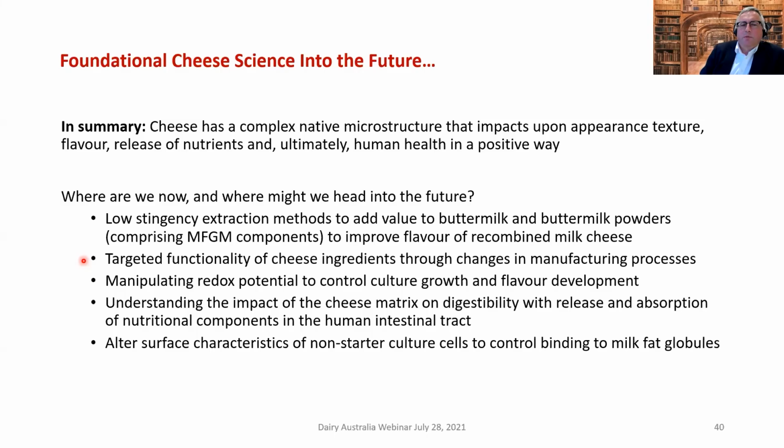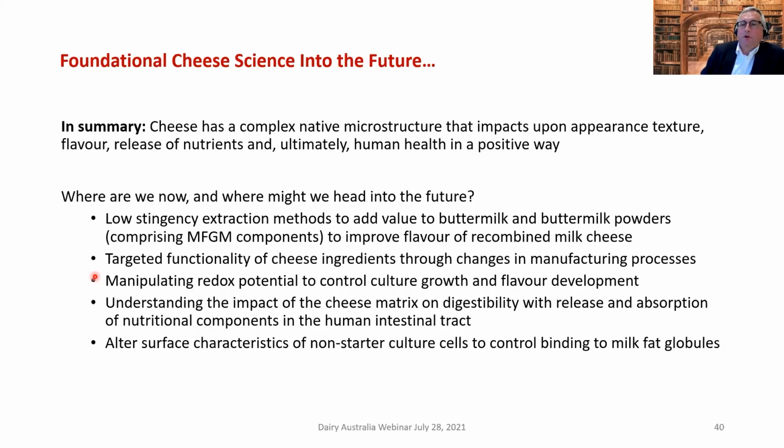But what about health functionality? What about nutritional functionality? How can we change manufacturing processes? Really interesting one is some work done by a colleague of mine. It was done 50 years ago in Ohio in the US, but it's been picked up more recently by some Irish researchers, looking at manipulating redox potential. That's basically the state of oxidation in the cheese matrix. And different cultures grow better or worse, depending upon that redox potential.